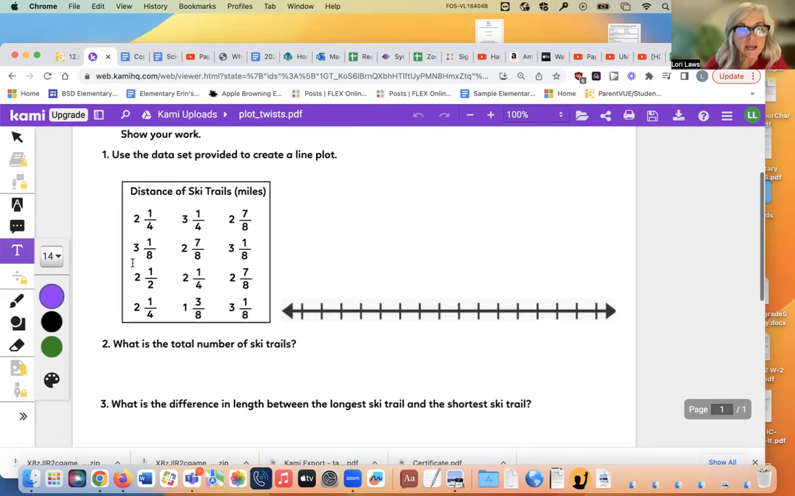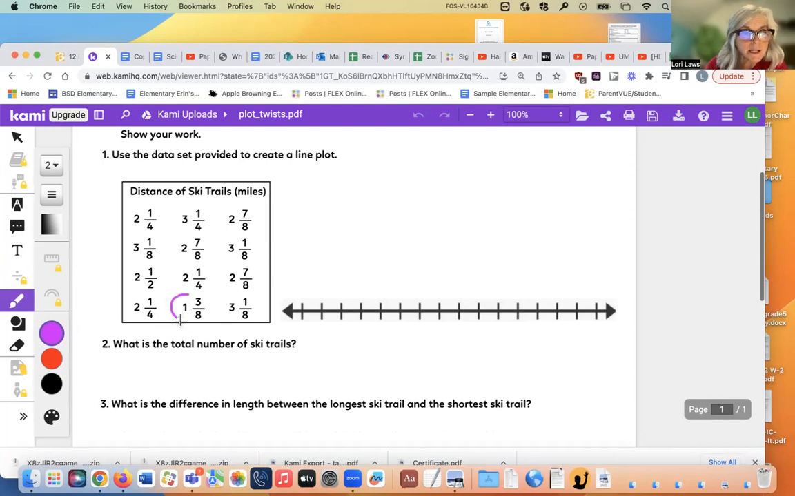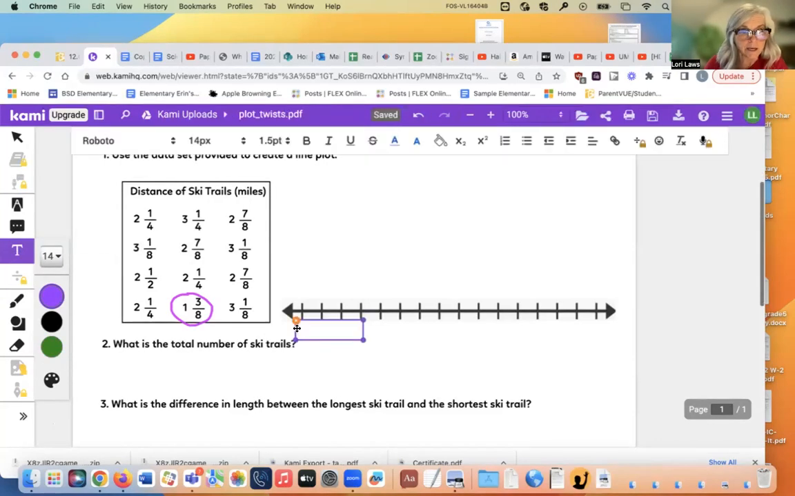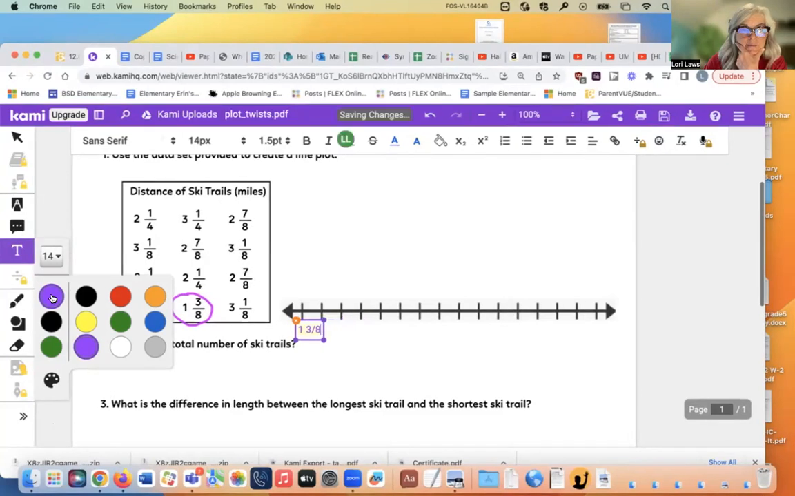So here we go. We need to find the smallest number. Let's find our smallest number. Does anybody see it up there? I see a 1. I see only 1. I think this must be our smallest. Yeah. So we need to put that one at this end, unless somebody sees a smaller one. 1 3/8. Okay.